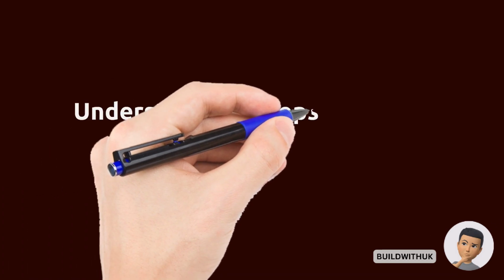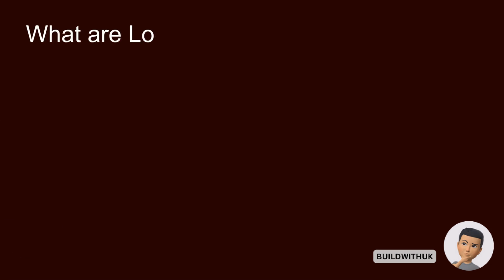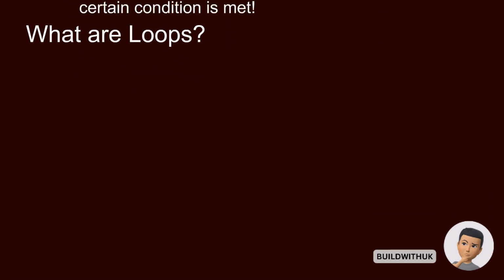Today, we're diving into a fundamental concept in programming that will make your coding life so much easier: loops. If you've ever found yourself repeating the same code over and over again, then this video is for you. A loop is a sequence of instructions that is continually repeated until a certain condition is met. In simpler terms, loops allow us to execute the same block of code multiple times, which is incredibly useful for tasks like processing data, iterating through lists, or automating repetitive tasks.